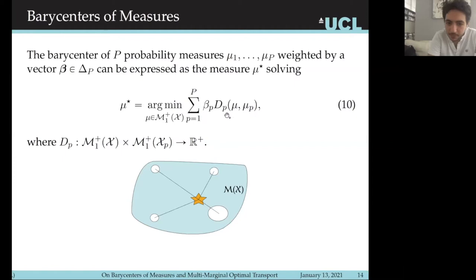So basically the idea is you have, for example, here four measures. This one has a higher weight in the barycentric cost, and you want to find a measure mu, the star here, which is as close as possible to all the measures. So you want to minimize the weighted sum of distances between the barycenter and all these measures.